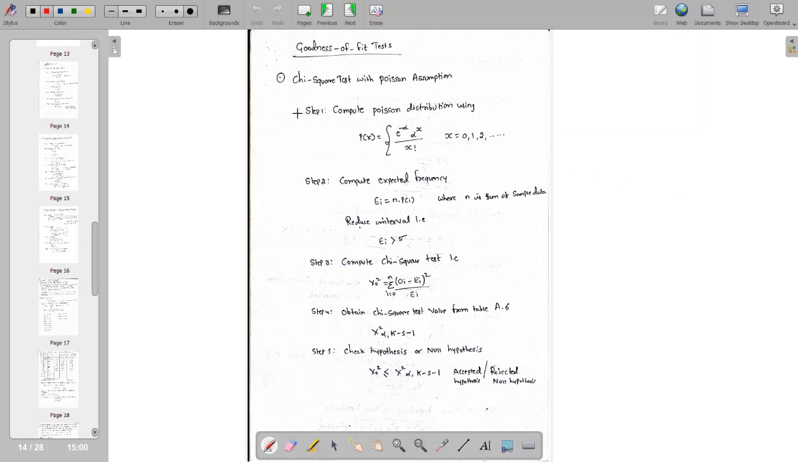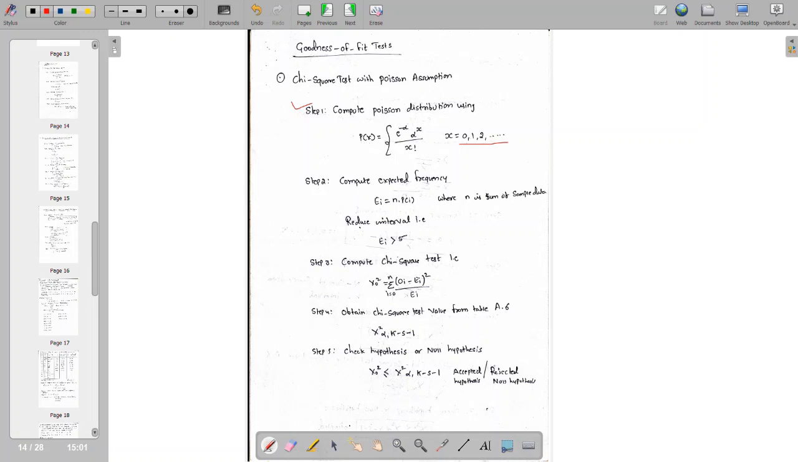The first step says compute Poisson distribution using p(x) equals e to the power of minus alpha into alpha power of x divided by x factorial, where x will start from 0 to n. Suppose in a question the interval is given, then the x value will start from the given interval. If the question doesn't give any interval, assume that your interval will start from 0 and so on.